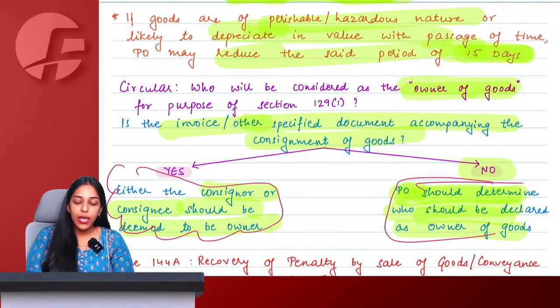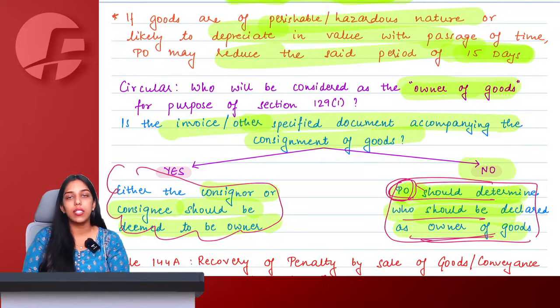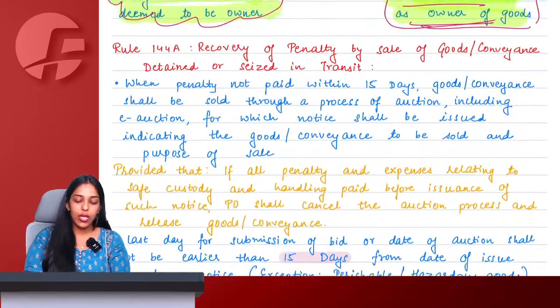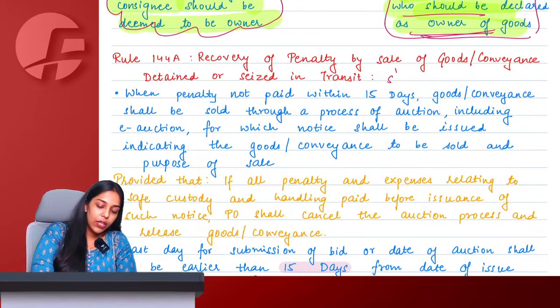But if there is no name mentioned, then the proper officer will have to carry out some diligence and then ascertain who is going to be the owner of these goods. Okay, ma'am. Now we are saying that, see, the day on which seizure is done, they give you a 7 days notice, an opportunity of being heard.